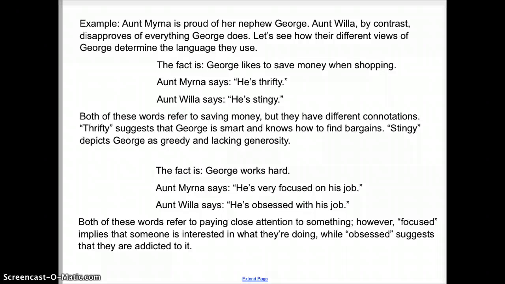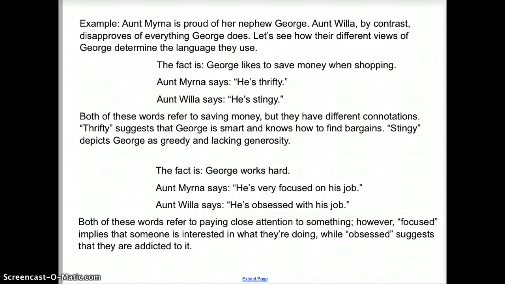The fact is, George likes to save money when he's shopping. So Aunt Myrna says he's thrifty. Aunt Willa says he's stingy. So you can see Myrna more positive, Willa more negative. We would just say he likes to save money. That's the denotation. Both of these words refer to saving money, but thrifty suggests George is smart, knows how to find bargains. Stingy depicts George as greedy and lacking generosity.